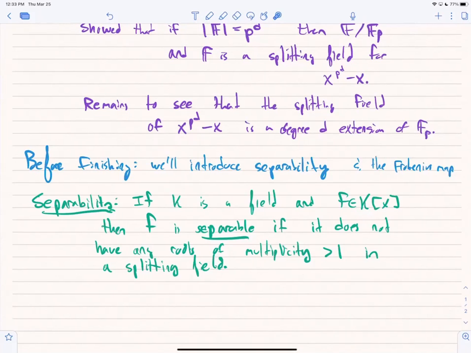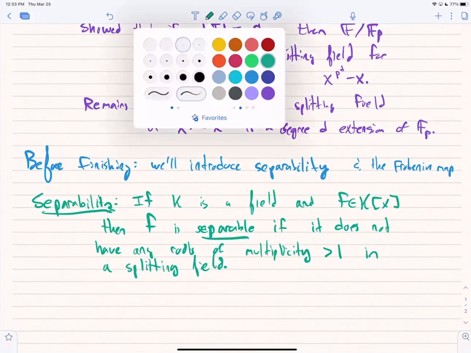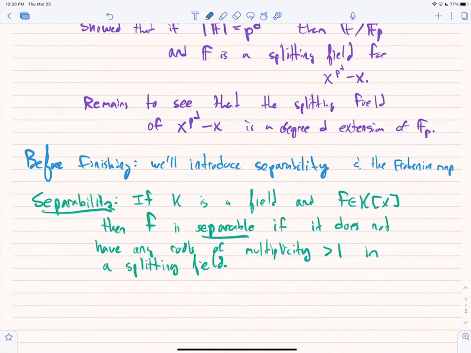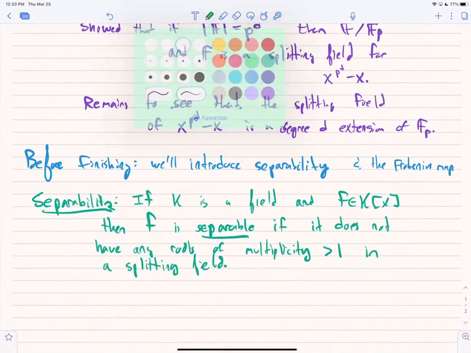Since splitting fields are unique, so are isomorphic by an isomorphism fixing K, such an isomorphism sends roots of F to roots of F. So you only have multiplicity greater than 1 in one splitting field if you have multiplicity greater than 1 in any splitting field. Let me specify what I mean by multiplicity greater than 1.